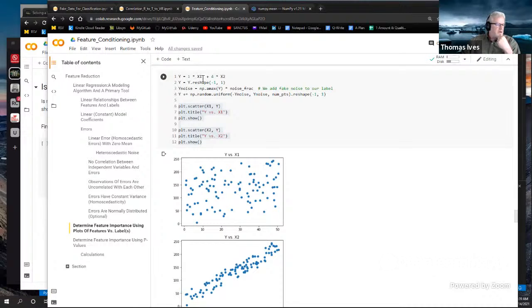1 times X1. And again, this is NumPy-ish. It's doing it times all of X1 values, plus 4 times X2.